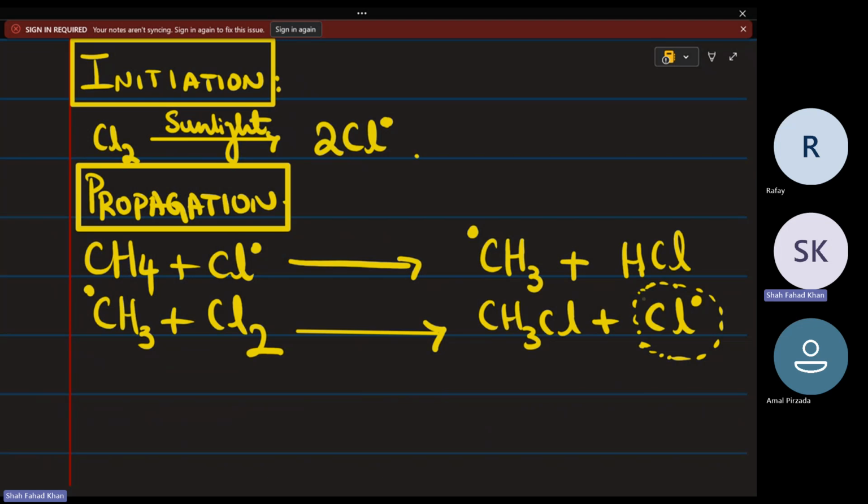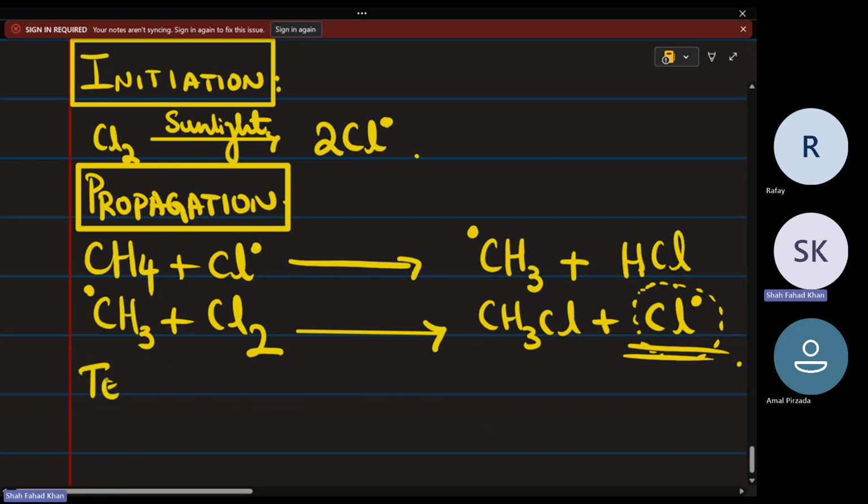The chlorine radical is going to attack another methane molecule, which in turn is going to produce more methyl radicals, which in turn are going to produce more chlorine radicals, which will keep on attacking again and again. So an entire chain begins because of this chlorine radical being generated in the propagation step. We don't need to show all the other steps. We just need to show these 2 steps, and that's it.